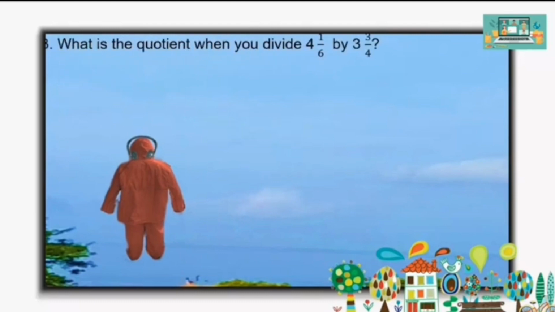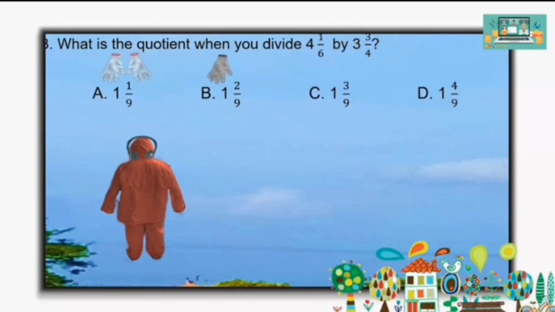Number 3. What is the quotient when you divide 4 and 1 sixth by 3 and 3 fourths? Here are the options. A. 1 and 1 ninth. B. 1 and 2 ninths. C. 1 and 3 ninths. And D. 1 and 4 ninths. Go! The correct answer is letter A. Very good. 3 knocks down and 2 more to go.